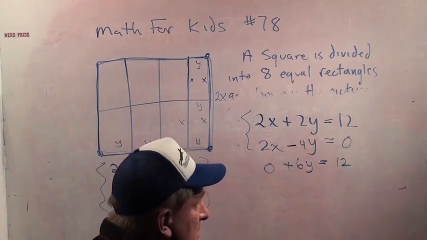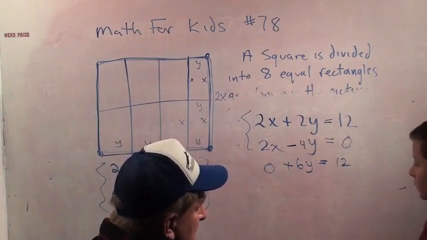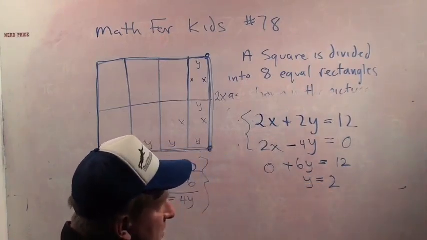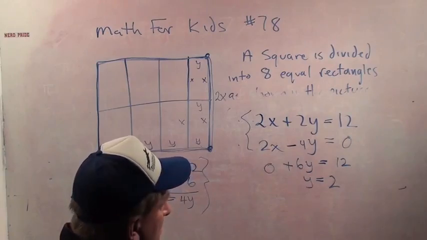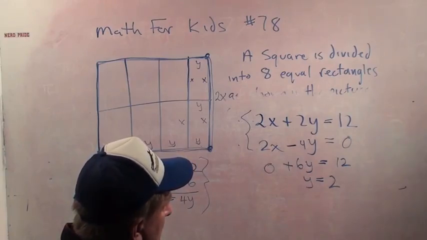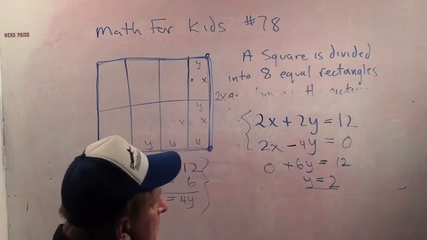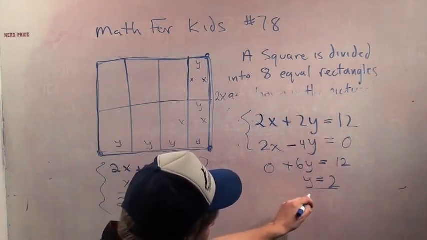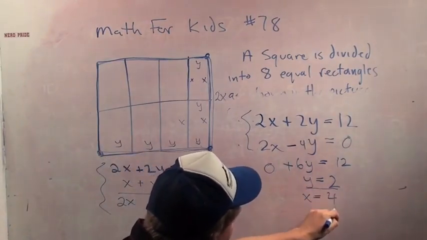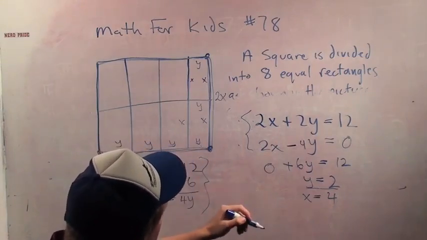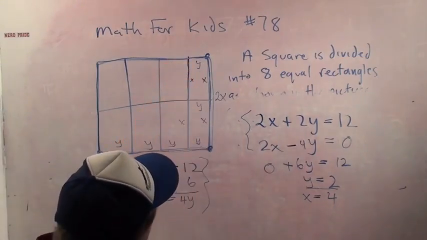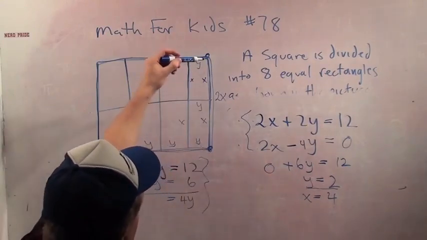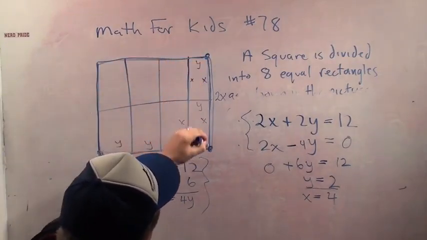So y equals 2. And if y equals 2, what does x equal? x equals 4. So if y equals 2 and x equals 4, how far is it all the way around the square?